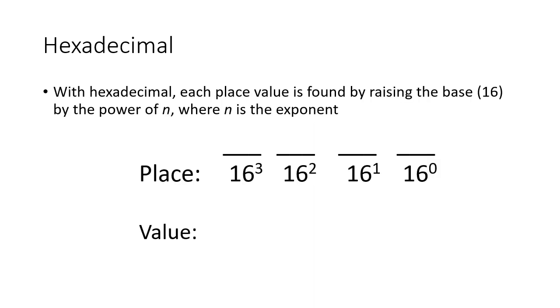With hexadecimal, each place value is found by raising the base, which is 16, to the power of n, where n is each exponent. So in the 16 to the zero place, we have the value of 1. 16 to the power of 1 is the 16th place. 16 to the power of 2 is the 256th place. And 16 to the power of 3 is the 4096th place. Note that we can go higher than 16 to the power of 3, but the number is so large, we just stop there because we don't really deal with numbers larger than 4096.